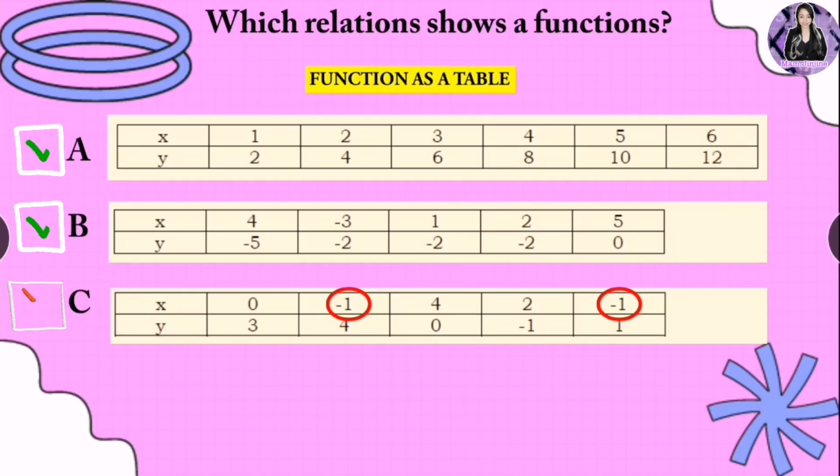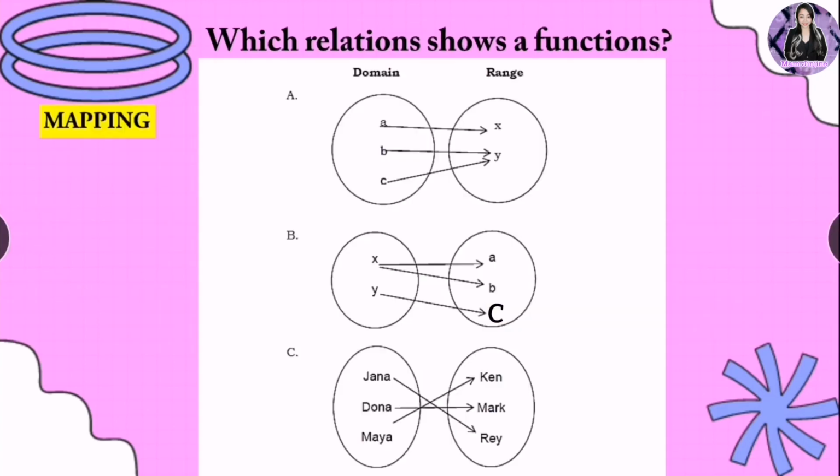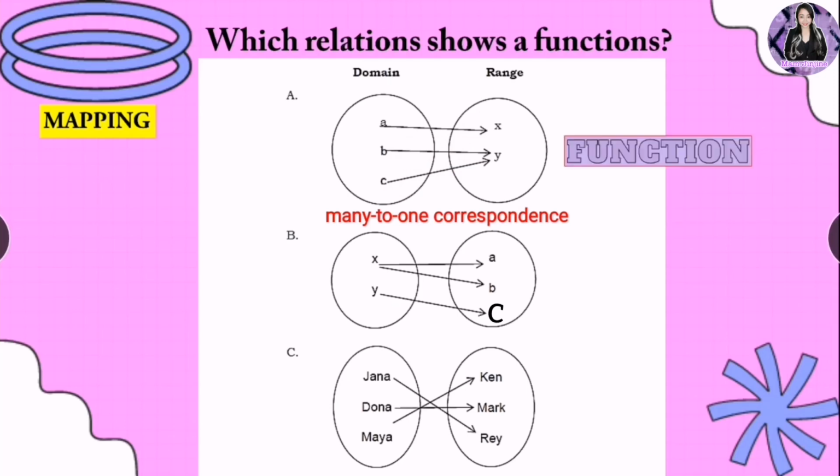We can also identify a function given a diagram. On the following mapping diagrams, which do you think represent functions? Let's see. In letter A, we have A corresponds to X, B corresponds to Y, and C corresponds to Y. As you can see, B and C correspond to Y, and this is what we call many-to-one correspondence. Is this a function or not a function? That is correct. It is a function because A, B, and C are not repeated.